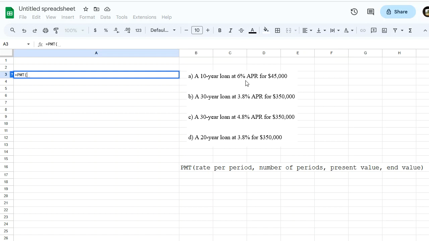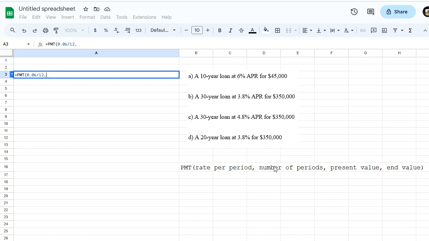If you were doing quarterly payments, you could do 6% divided by 4. But in general, most payments are monthly. Now, you also have to write this 6% as a decimal, so 0.06 divided by 12. All right, change the percent to a decimal and divide it by however many periods per year, and that will give you the rate per period. Then you have to put a comma.